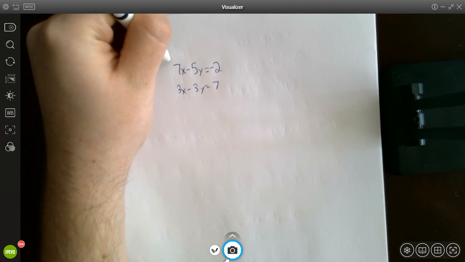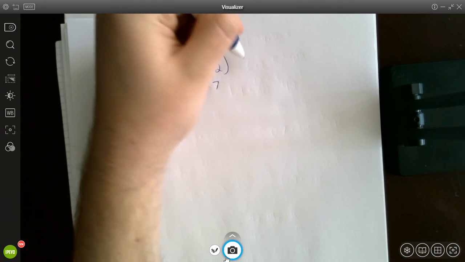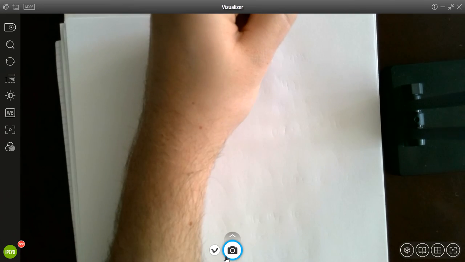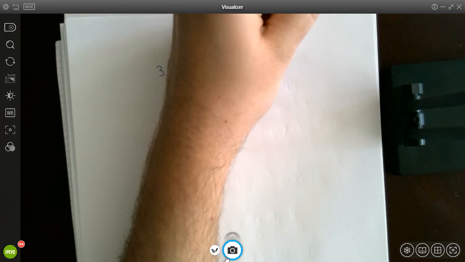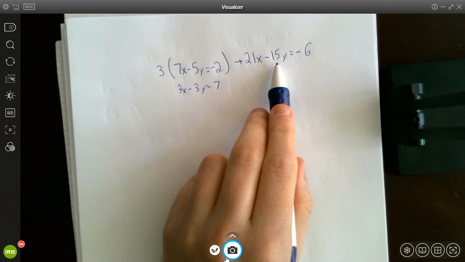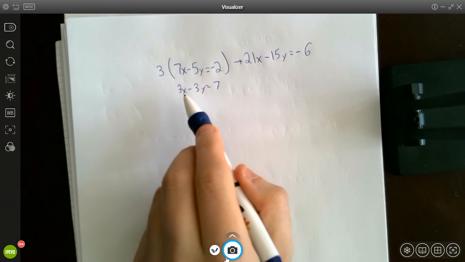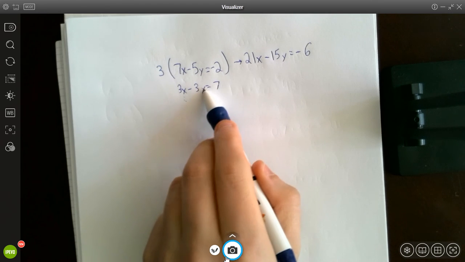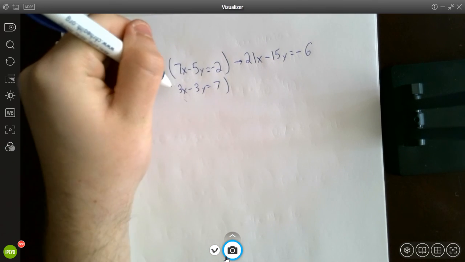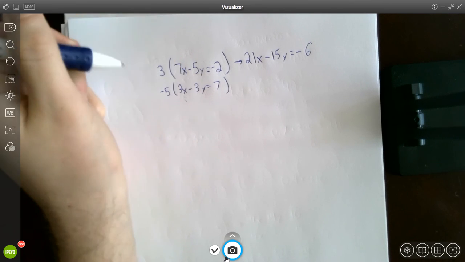So what I mean by that, if I take this whole top row and I multiply it by 3, I'm going to have 21x minus 15y equals negative 6. Now, because I changed that top one, I can multiply the bottom by something so that my 3 either gets to negative 21 or my negative 3 gets to positive 15. Well, because I want to get it to a negative, I'm going to multiply by negative 5. So I'm going to try to cancel out my y's here.